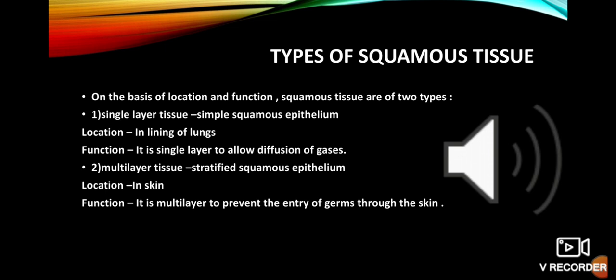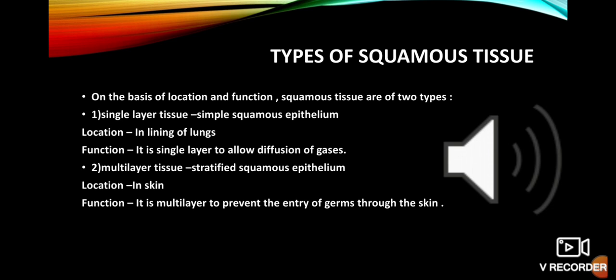It is present at the lining of the lung, so the carbon dioxide can easily expel out through the tissue and the oxygen can easily get in. So we can say, what is the function? It allows easy diffusion of gases. Diffusion means coming out and going in.